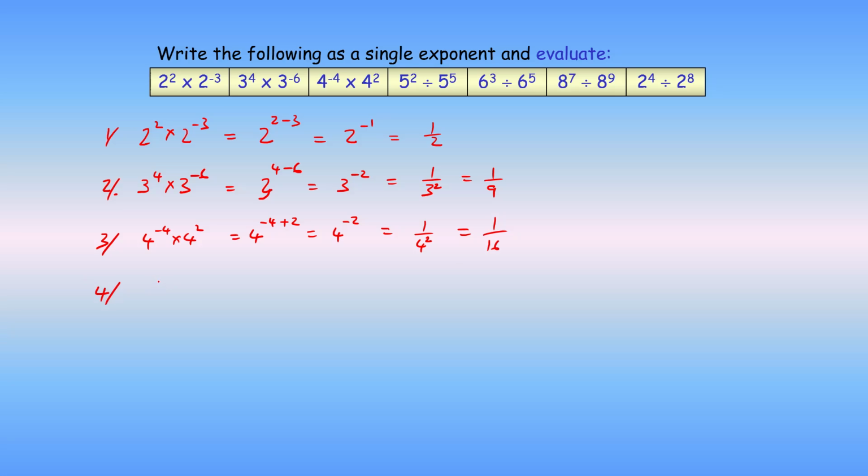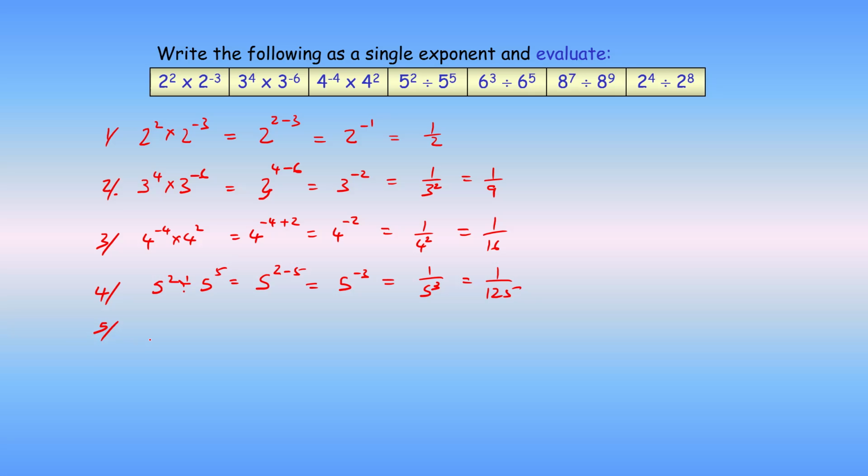Question number 4, we've got 5 squared divided by 5 to the power of 5. So, because of our division rule, we've got 5 to the power of 2 minus 5 equals 5 to the power of minus 3. We've had this before. 1 over 5 cubed, which is 1 over 125.